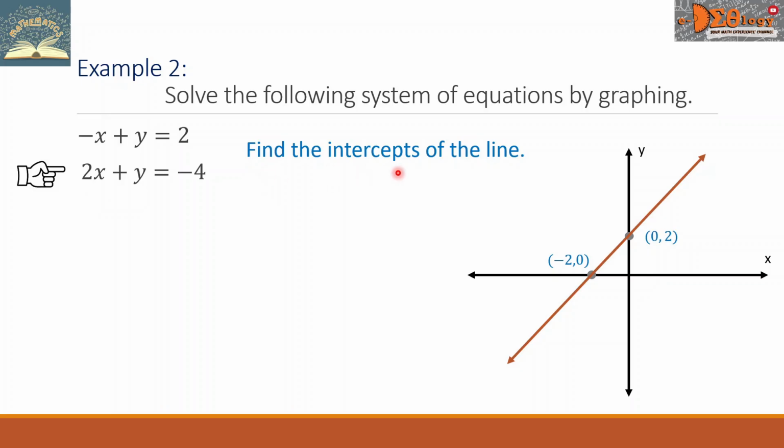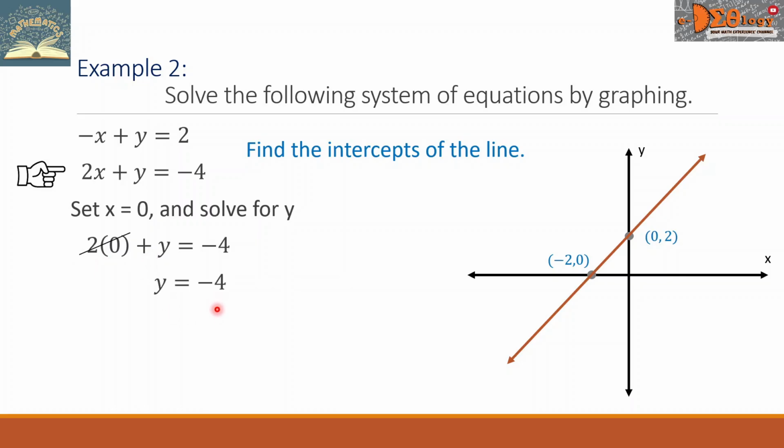Also, we find the intercepts of this line. We set x equals 0 and solve for y. So 2x plus y equals negative 4 becomes 2 times 0 plus y equals negative 4. This 2 times 0 is cancelled out, so we have y equals negative 4. So the first point is (0, negative 4), or we say this is the y-intercept.